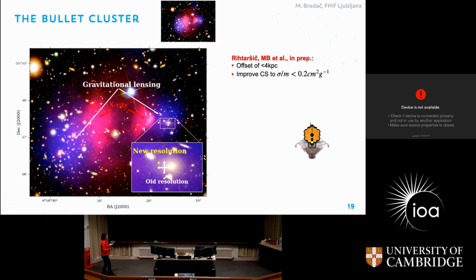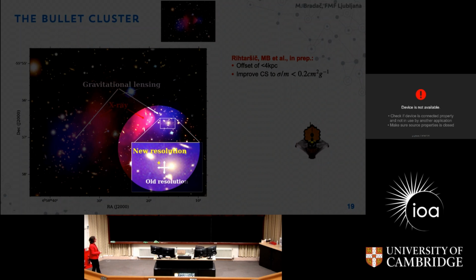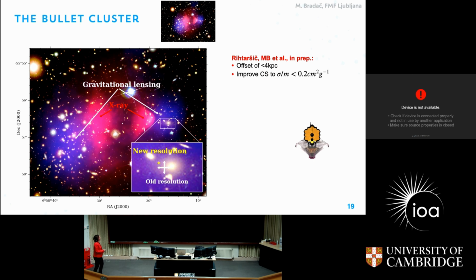And then the big question was, what does dark matter do? If dark matter was collisional, it would end up more closer to the gas. If it's collisionless, it would end up lining up with galaxies. So with these new observations, we can measure this offset between dark matter and X-rays and the galaxies to less than 4 kiloparsecs, which is sort of shown here. So this yellow cross is the new resolution that we are getting.